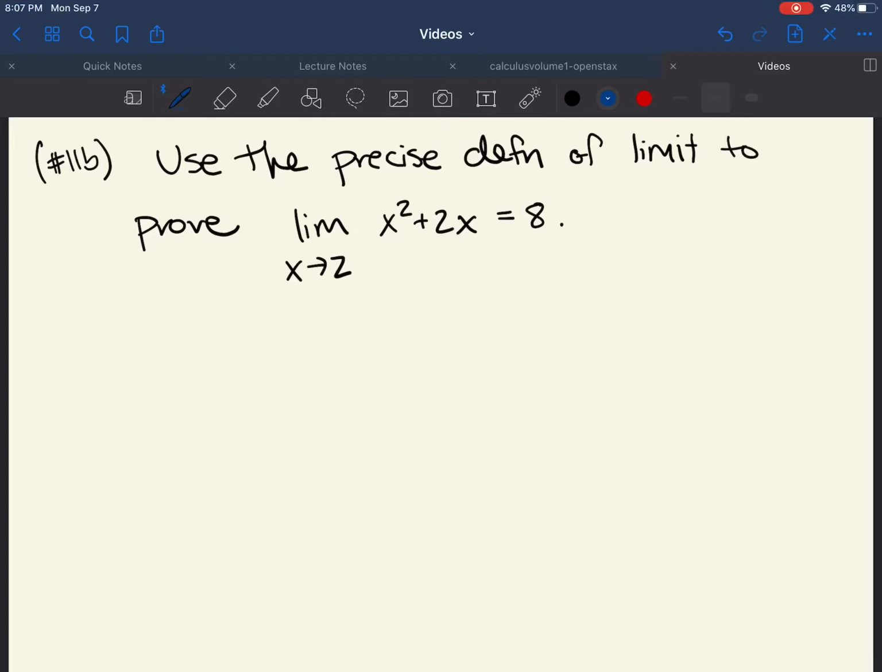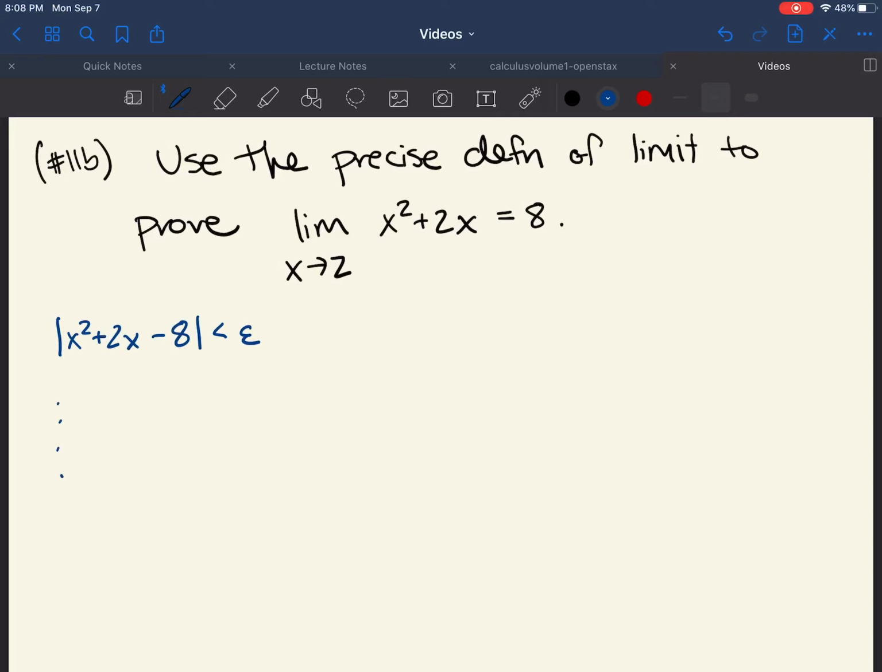A couple of you have asked me to solve this problem that was on the exam review, number 11b, which asks to use the precise definition of the limit to prove that the limit as x approaches 2 of x squared plus 2x is equal to 8. So the idea is that we'll do a little bit of scratch work first, and then we'll write out the proof in the beginning. So what we want is that when we take the function and we subtract the limit, this will be less than epsilon.